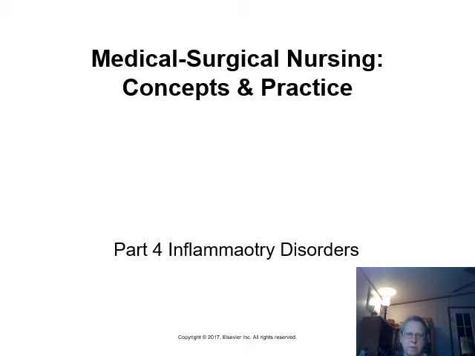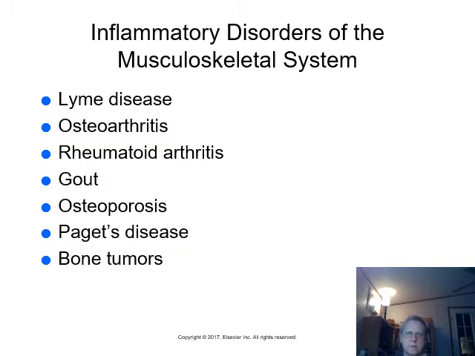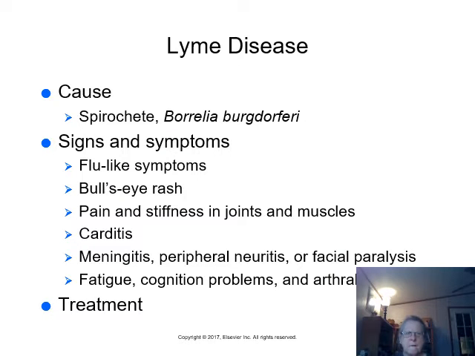We're looking at inflammatory disorders this afternoon. Some of the inflammatory disorders we're looking at are Lyme disease, osteoarthritis, rheumatoid arthritis, gout, osteoporosis, and bone tumors. First, let's look at Lyme disease.